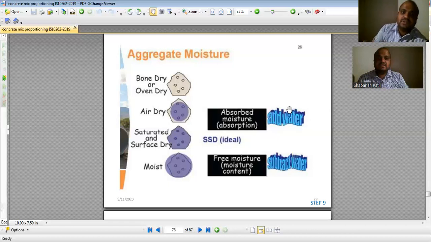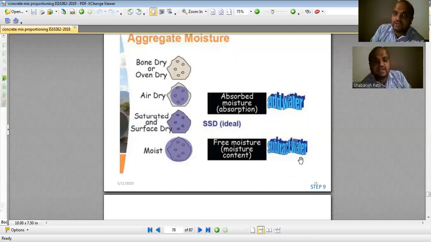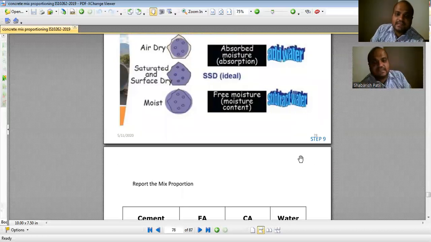How much, you will know in the problem. In SSD, you don't apply any correction. If it is moist, then what you have to do? Of course, you have to reduce or subtract the water. These corrections, which you make if your aggregate is not in SSD condition, are called site corrections or field corrections. So you have to apply these field corrections and then you should give the mix design.